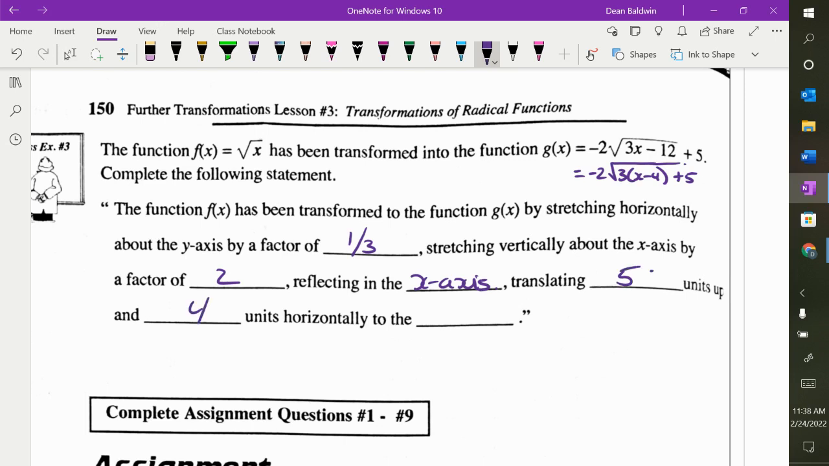4. No. You have to factor it out to get the B to the H. 4 units to the... We're going right or left? Right. It's right. Right? Because h is equal to 4. What makes the inside 0? Right. Okay.